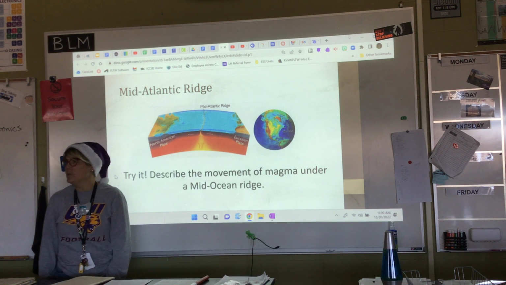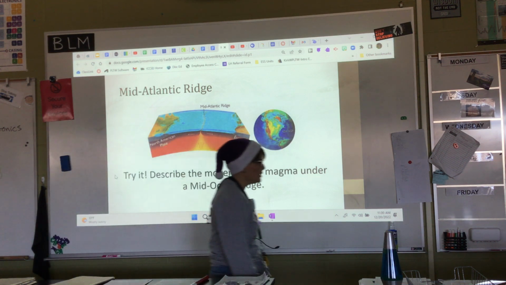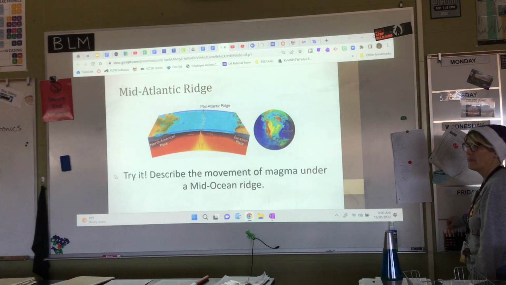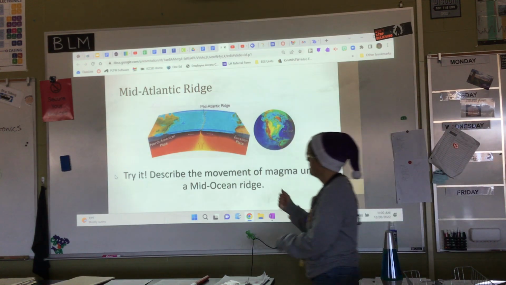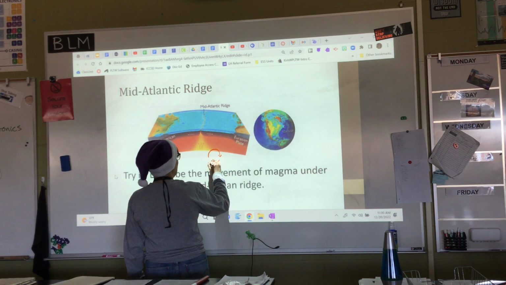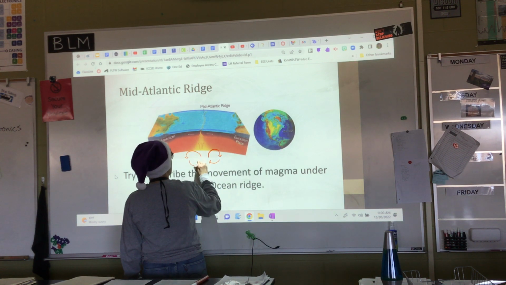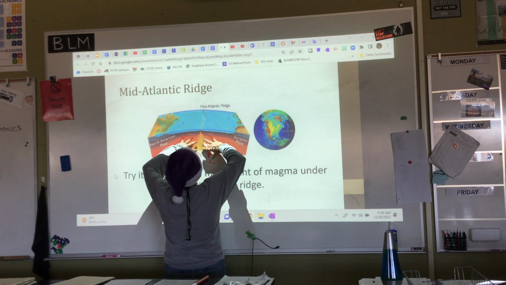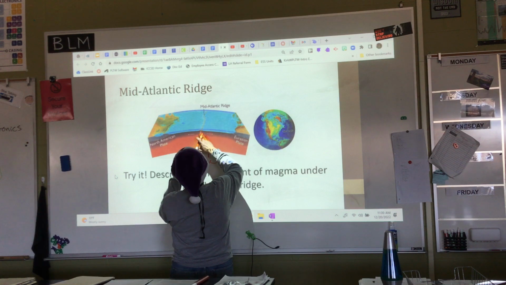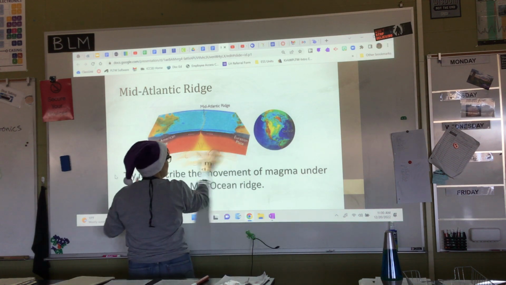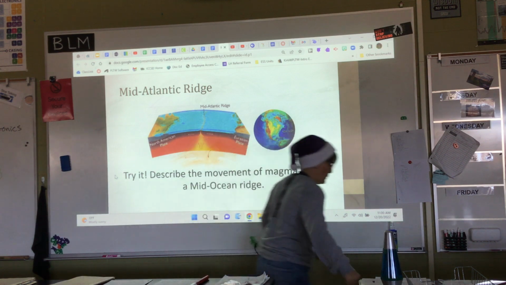So what's going on with the direction of the convection currents in that area? What do we think? Asa? Yeah, they're spinning opposite and away from each other. So one's going like this and one is going like this. Big gears that are kind of like pushing away. We've got ridge push right here. They're pushing the ridge away from itself. All right, good job.